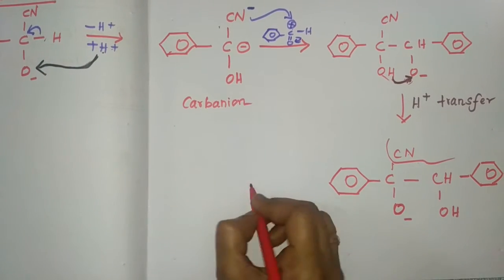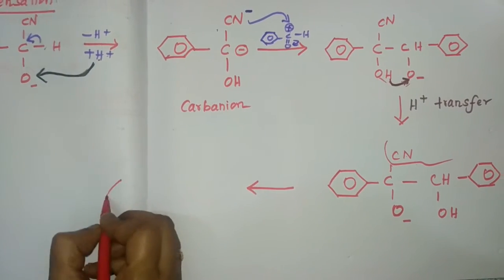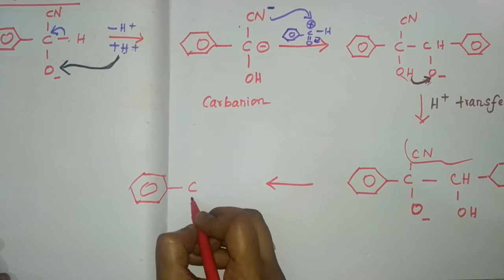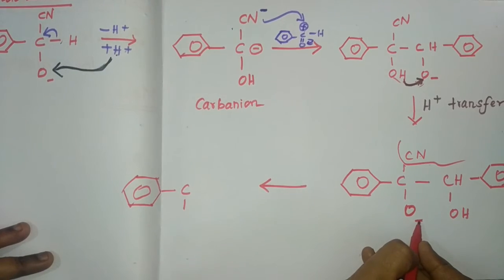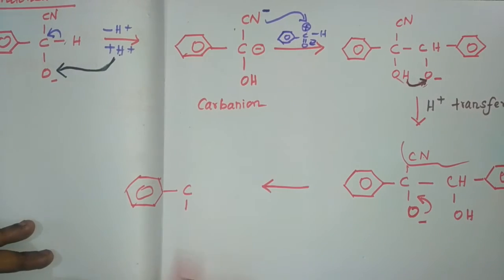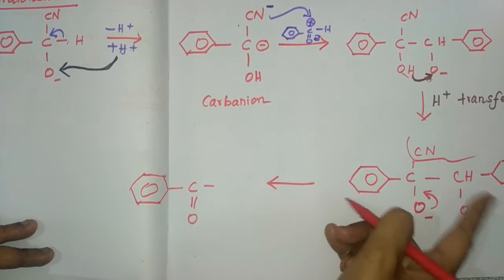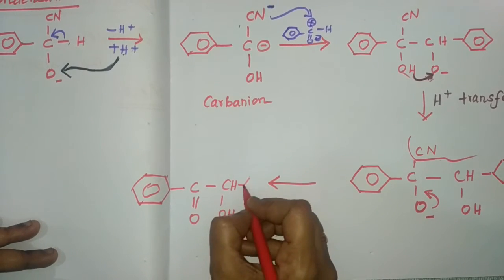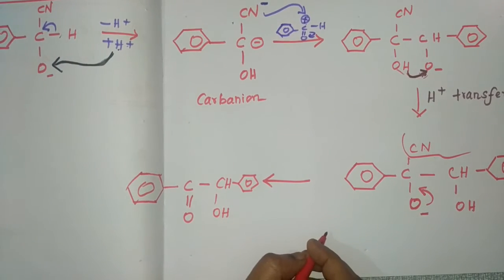Now I am going to show the removal of the CN. So here, CN will get removed, and these electrons will form a bond here. So this will become C double bond O, and I am writing the same CHOH here, and this ring. So this is benzoin.